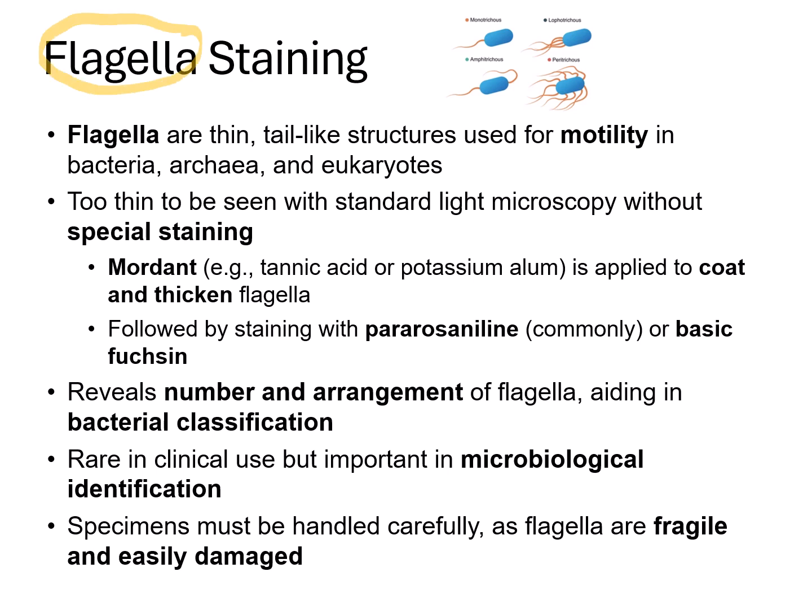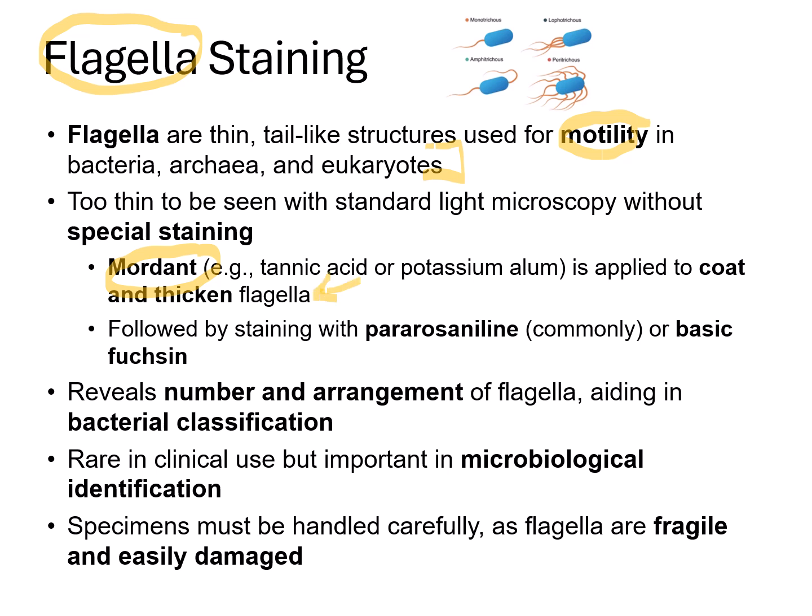And flagella are these really thin tail-like structures that cells use to move around, right? They're for motility or movement. Bacteria have them, archaea, and eukaryotes, but not all cells, so certain cells within each of these categories. Flagella are too small, too thin to be seen with just basic microscopy, so they need this special staining if you want to see them under the microscope. And this usually involves a step with a mordant first that is applied to coat and thicken the flagella.